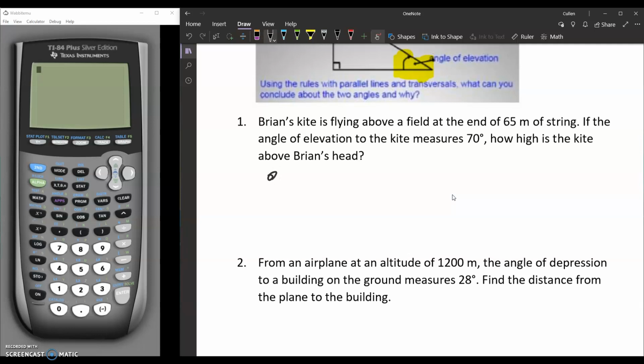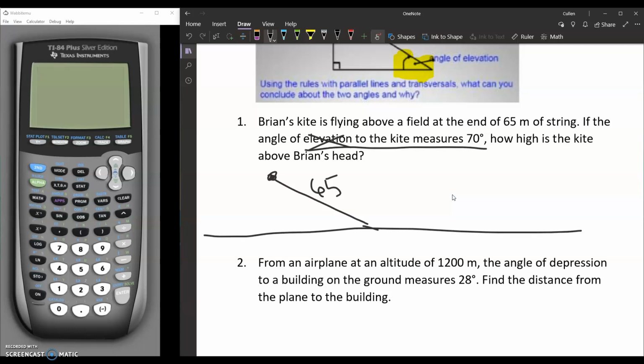For example, let's talk about Brian's kite. Again, I'm going to try to draw this. So here's Brian's kite. It's flying above the field at the end of a 65-meter string. So let me draw here, 65 meters. And then the angle of elevation to the kite measures 70 degrees. So let me draw the ground the best I can. And it wants to know how high is the kite above his head. So the angle of elevation, ignore elevation or depression, all the angles that we're using go down here in the bottom of the triangle, since they're congruent, like we just talked about. So 70 degrees goes there. How high is the kite above his head? It's not the horizontal distance, it's the vertical distance.